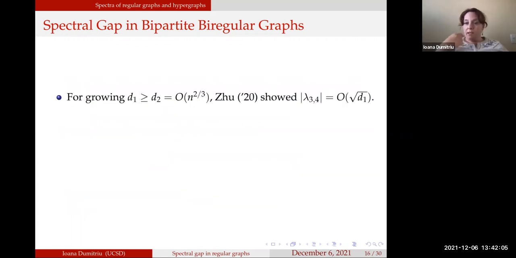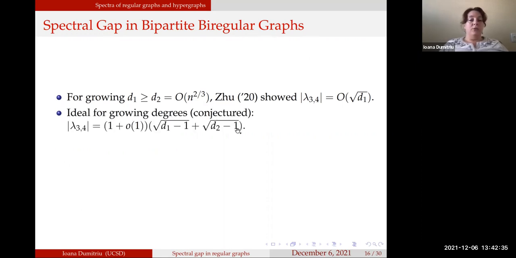What about for growing degrees? Well, like before, it's actually quite technical, but it can be shown that if the degree is no larger than n to the 2/3, then the 3 and 4 eigenvalues are going to be proportional to root D1, which is the bigger of the two degrees. But of course, the conjecture is not that they will be proportional to, it is that they will asymptotically be as large as the sum of the square roots of these two. The actual constant shown here is pretty large, and this was done by Ijiju again.